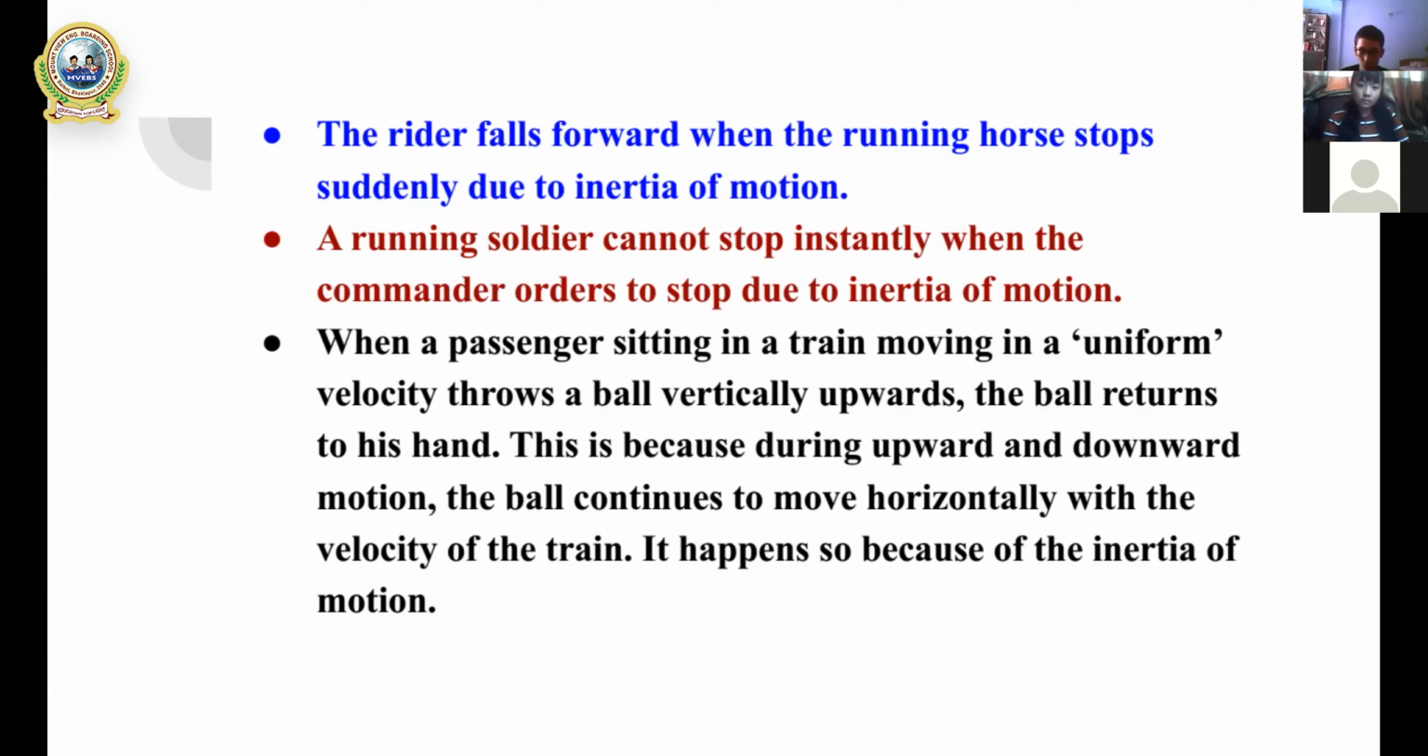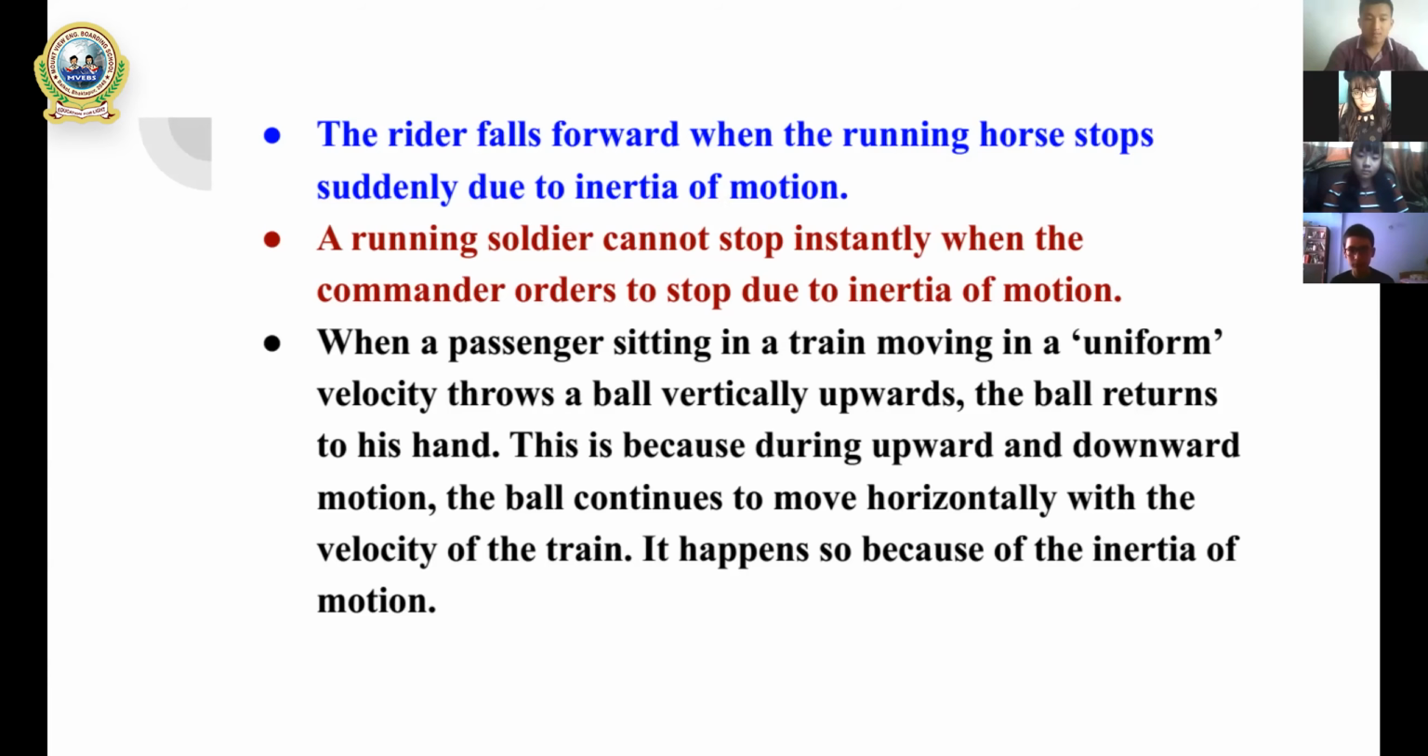If you throw a ball upward in a moving train, the train is in motion, so you inside the moving train are also in motion. You have a ball, a tennis ball or whatever ball, and you throw that ball upward. When that ball comes back after some time, you will find the ball in your hand again. And that is also because of inertia of motion.